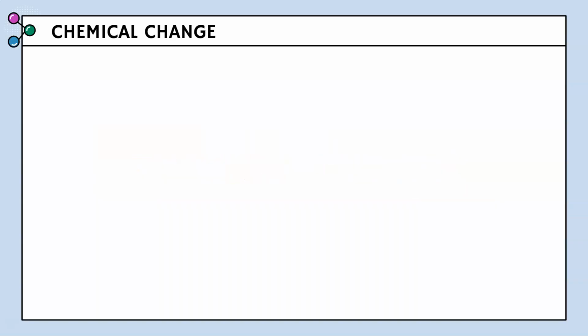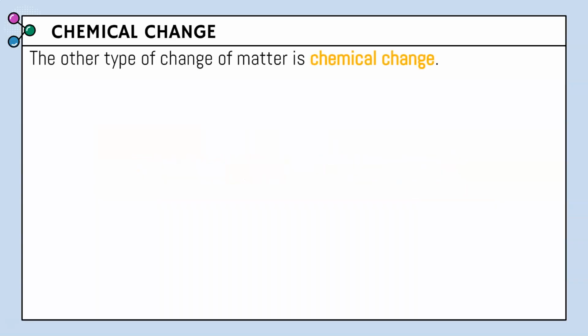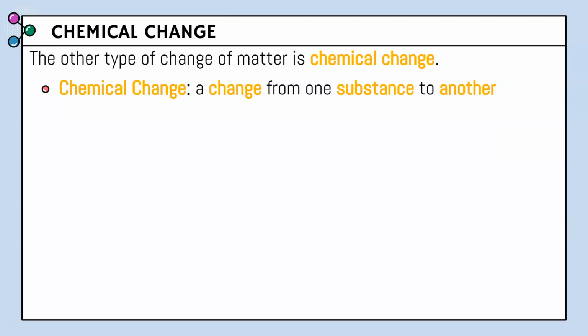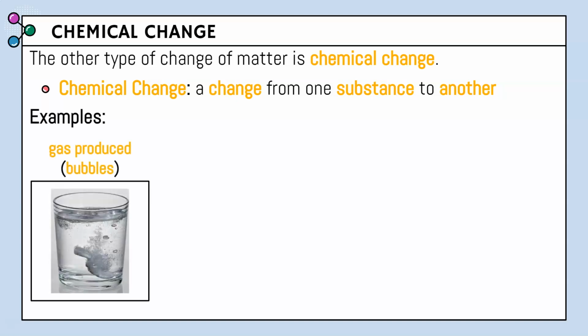And the other type is chemical change. So the other type of change of matter is chemical change. And chemical change is a change from one substance to another. So now we have a change, and at the end of that change, it's going to be something completely different. So examples would be gases produced, bubbles. So Alka-Seltzer tablets going into water. At the end of it, there's no more Alka-Seltzer tablet, and it's not water anymore. It's something completely different.